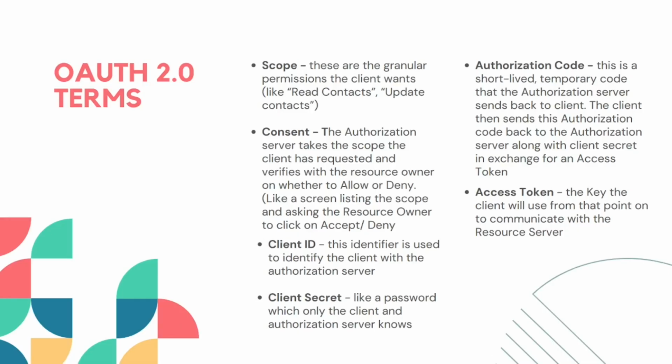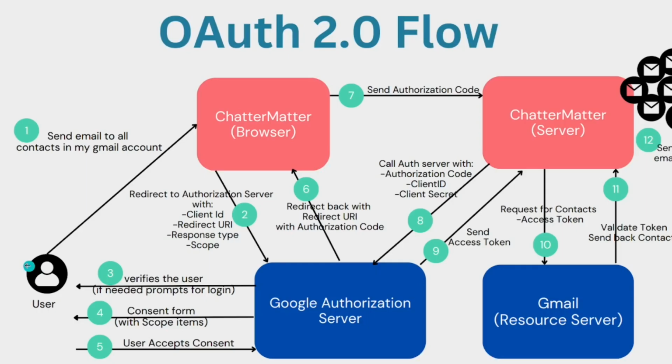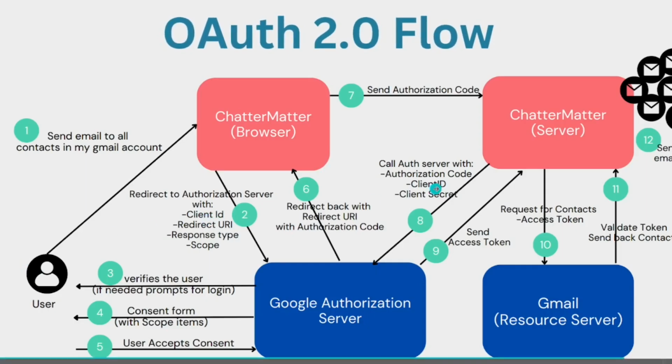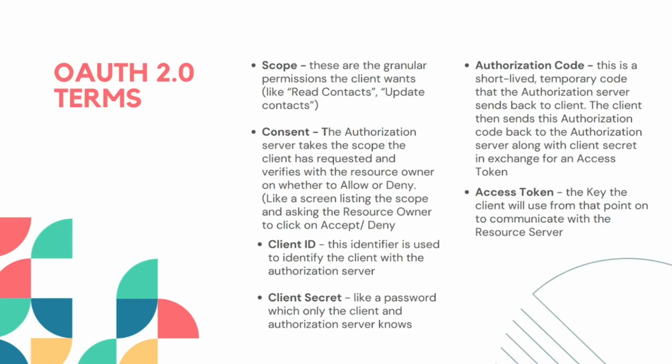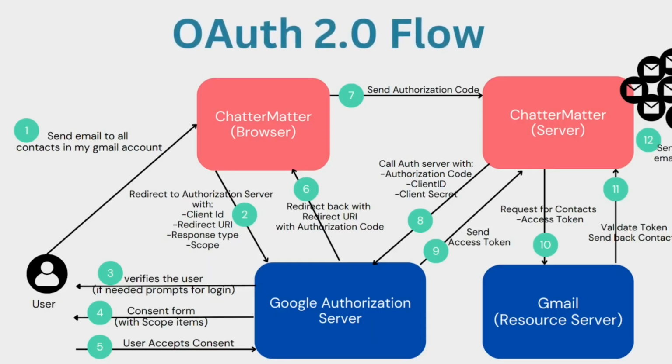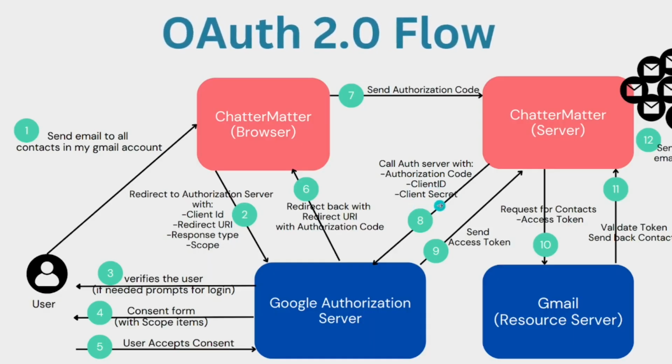Client ID. This identifier is used to identify the client with the authorization server. The client ID is used here and here as well. This is how the authorization server knows that this is Chattermatter that is requesting for authorization. Client secret. Client secret is like a password which only the client and authorization server know. So client secret has to be kept a secret, just like a password.